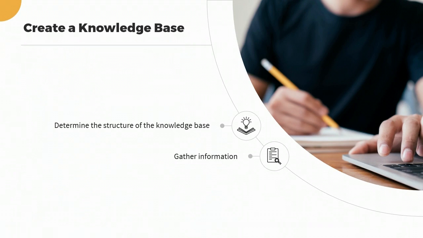Gather information. Collect all the information you need to answer the questions you've identified in the problem definition step. This could include FAQ documents, product manuals, customer support tickets, and more. Organize the information. Structure the information in a way that's easy to search and retrieve. This may involve categorizing the information, tagging it with keywords, or creating a hierarchy of topics. By creating a well-organized and comprehensive knowledge base, you can ensure that your chatbot has access to all the information it needs to provide accurate and relevant answers to users' questions.